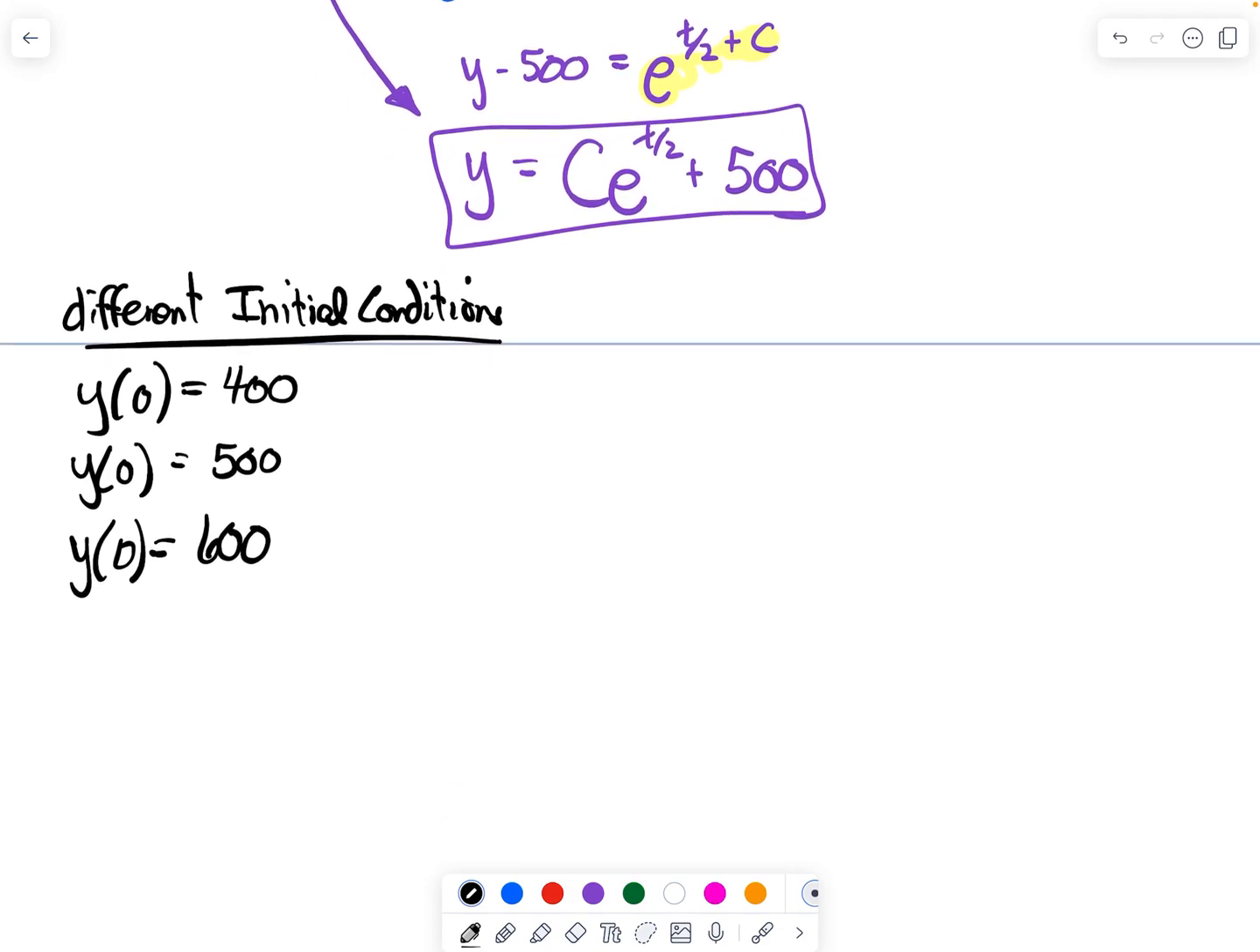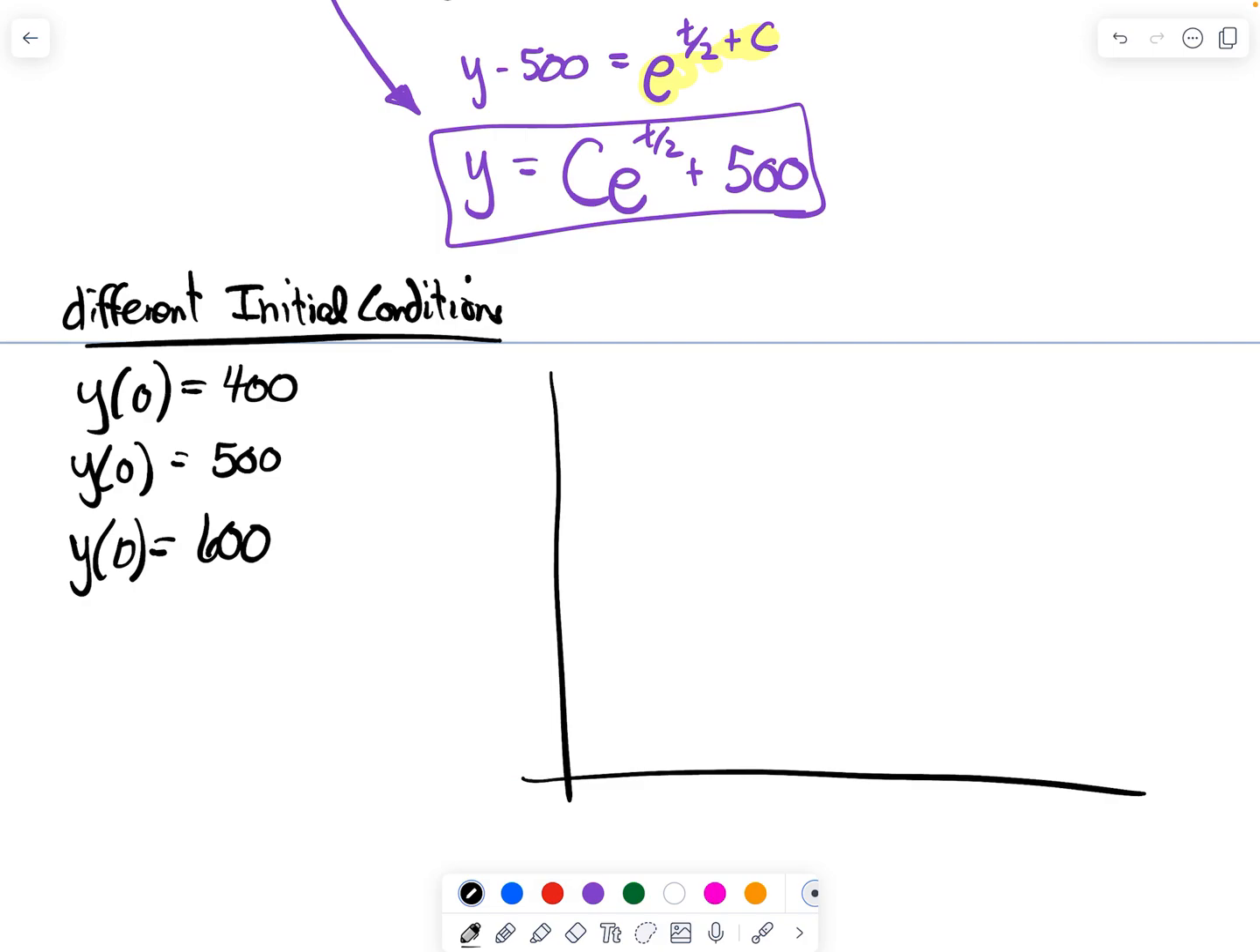Here's what's going to happen. I graphed this on Desmos to see, and I chose these numbers strategically because 500 is special. That becomes what's called the equilibrium value. If 500 is your initial condition, then your equation is like a steady state. It stays where it is.